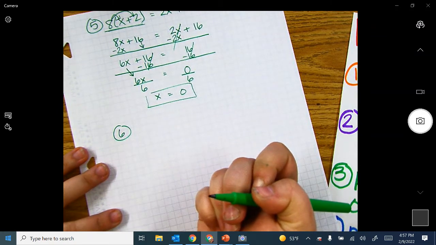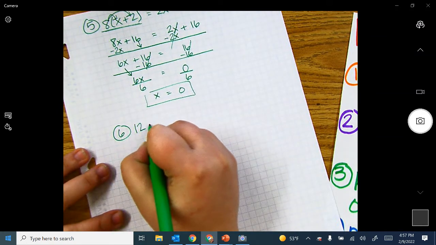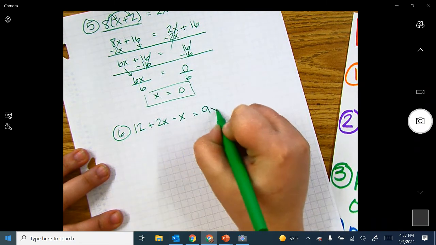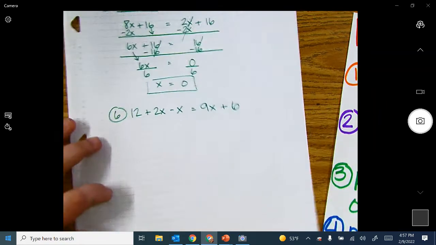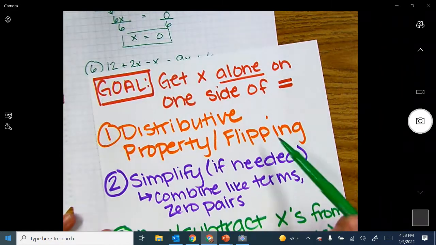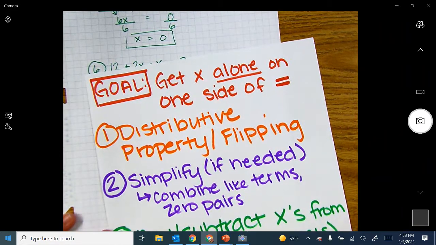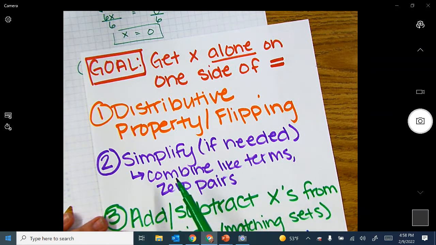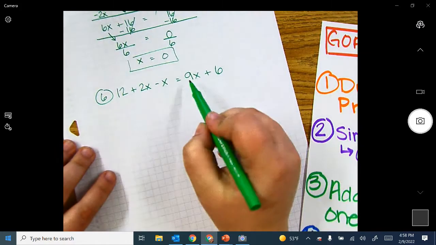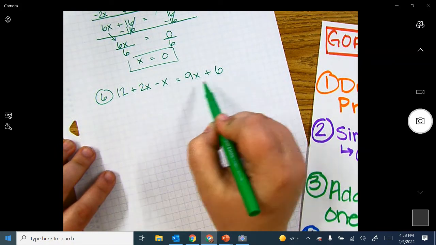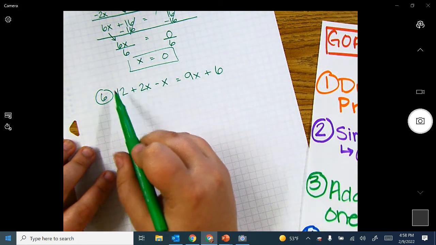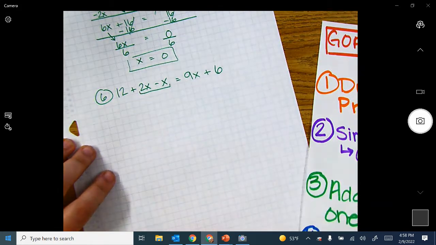All right, so I have 12 plus 2x minus an x is equal to 9x plus 6. Okay, so right away I notice that there's no parentheses, so I don't have any distributive property or flipping. So I'm going to start by simplifying, combining my like terms, so combining all my x's and combining all my 1's. Okay, so I don't see anything to combine or simplify over here on the right. I just have x's and 1's, but they're already together. But over here, my 1's are all together, but my x's are not.